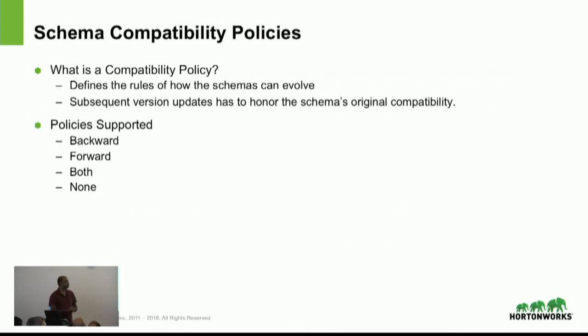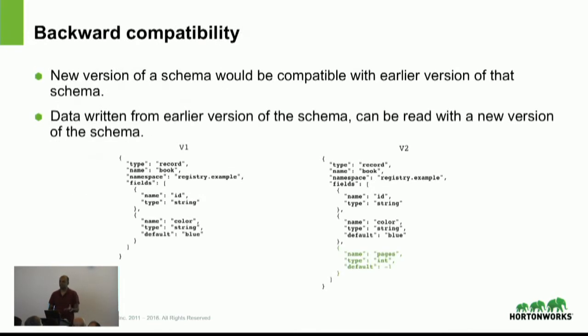So before going into that, we want to define the compatibility policies as well. In case of Avro, we provide backward, forward, both, none. What that means is when you first come to the schema registry, you register version 0 or version 1 of the schema, you are setting the compatibility policy at that time. So it could be backward, forward, or none, or full.